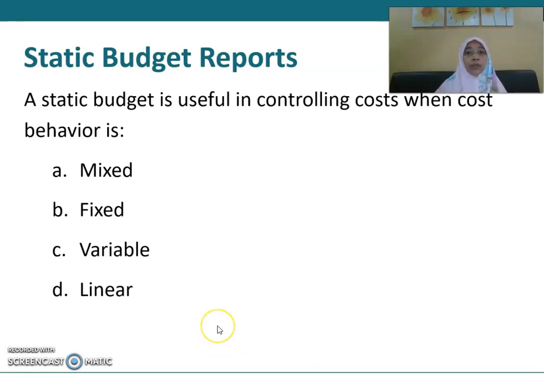To test your understanding, a static budget is useful in controlling costs when cost behavior is mixed, fixed, variable, or linear? As I have just mentioned, it is useful when your cost behavior is fixed. All right, so hopefully you have a better understanding of what a static budget is and how to prepare a static budget report. Okay, with that, I thank you.